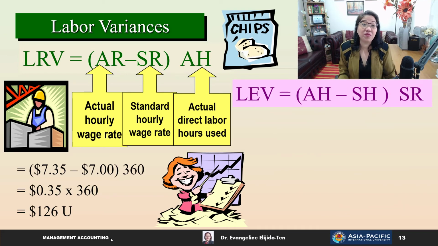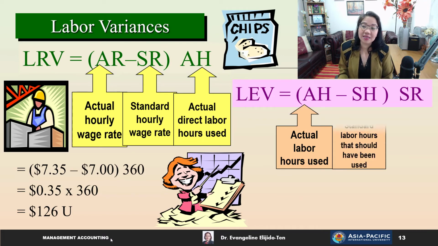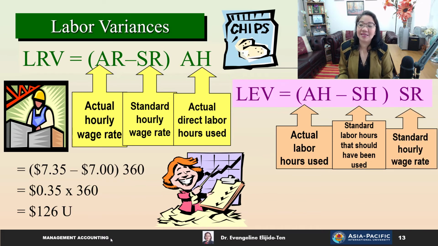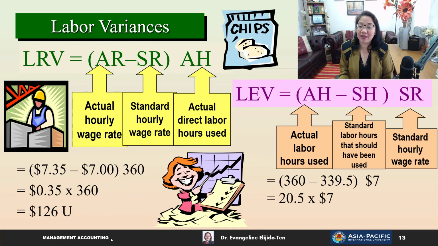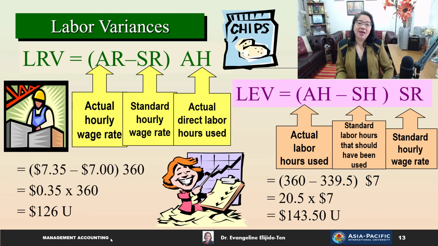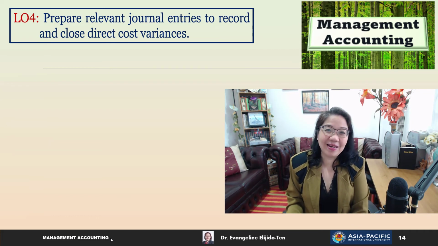To calculate the labor efficiency variance using the formula method, we will use the formula: actual hours minus standard hours, multiplied by standard hourly wage rate. You would recall that the actual hours was 360 and the standard hours was 339.5 hours. We'll multiply that by the standard rate of $7, and we will get $143.50 labor efficiency variance. Again, this is unfavorable because, as you can see, the actual hours exceeded the standard hours allowed. Now, let us move on to Learning Objective 4.